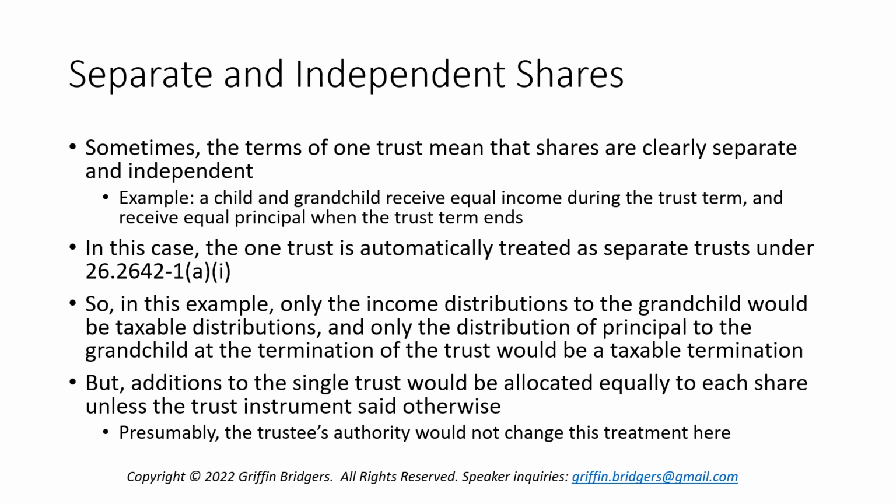So first, we can look at the question of whether there are indeed separate and independent shares. And it may be the case that starting off, you have one trust that isn't actually divided under the terms of the trust instrument or by the trustee, but mechanically, the way the trust is set up is that the shares of different beneficiaries are clearly separate and independent.